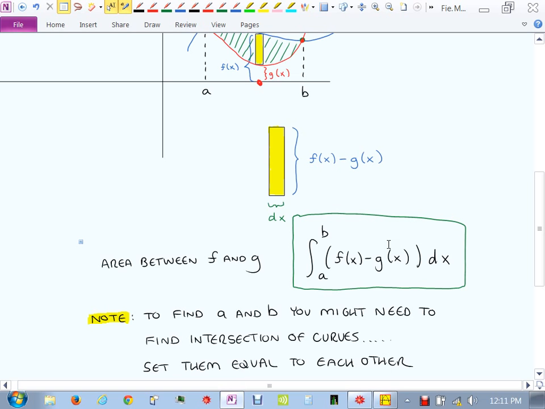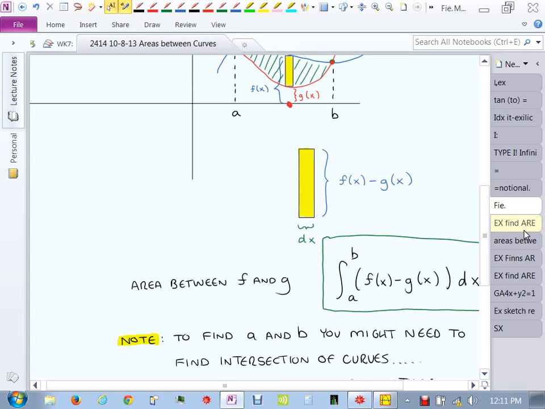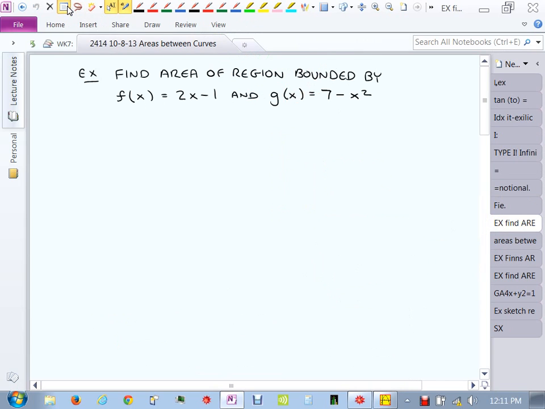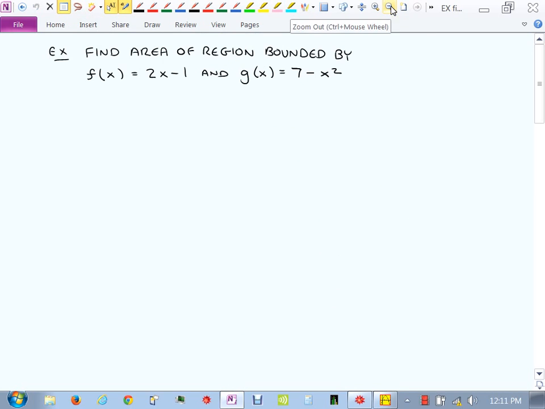Everyone understand geometrically what we're going to do? So here's our first example. Find the area bounded by 2x minus 1 and 7 minus x squared. Now here's where your graphing calculators come in. Here's where your knowledge of graphing comes in. The better you are at graphing, the easier this is going to be.